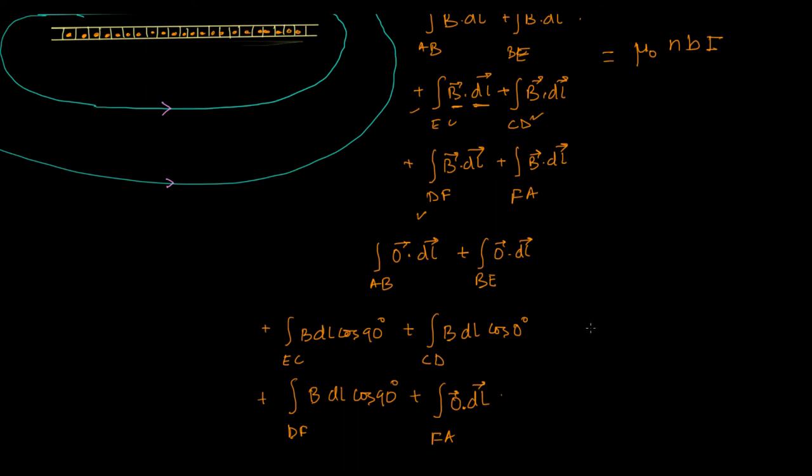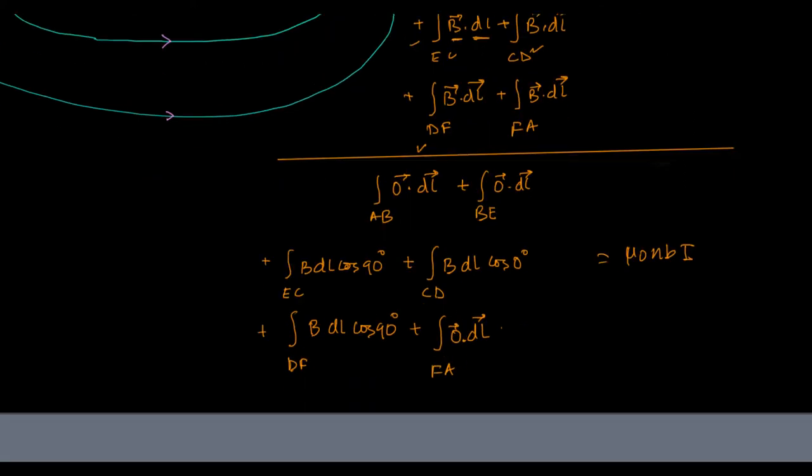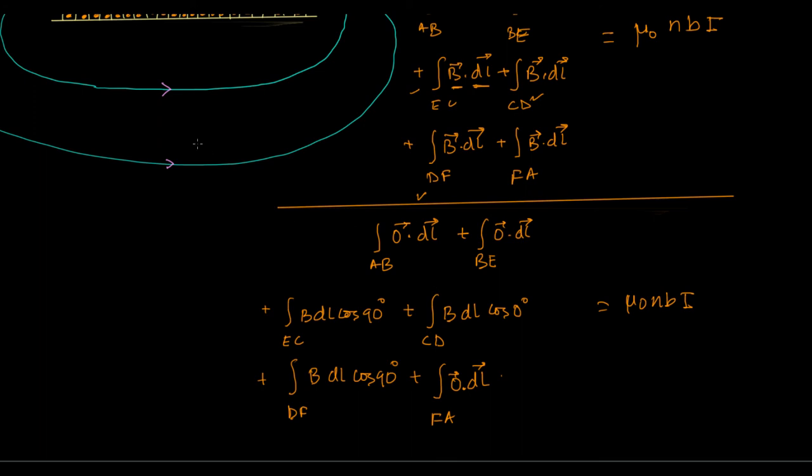Now that is equal to, okay, so we are calculating from here these six integrals, don't get mixed up. That is equal to μ0 n b I, right? Now let's try to see how many of these terms are non-vanishing. So this term is zero, right? So this is zero.